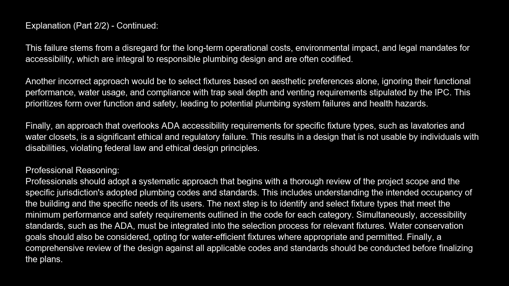Professional reasoning. Professionals should adopt a systematic approach that begins with a thorough review of the project scope and the specific jurisdiction's adopted plumbing codes and standards. This includes understanding the intended occupancy of the building and the specific needs of its users. The next step is to identify and select fixture types that meet the minimum performance and safety requirements outlined in the code for each category.